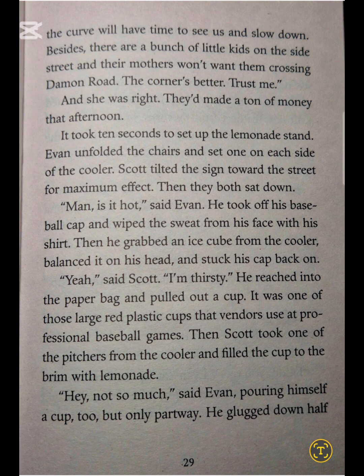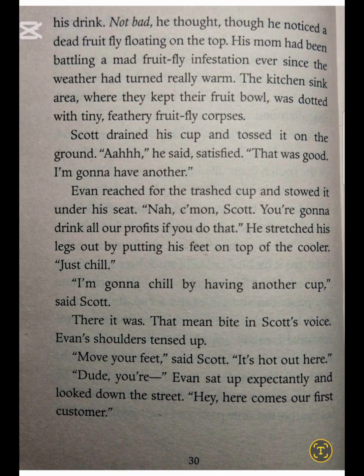He glugged down half his drink. Not bad, he thought, though he noticed a dead fruit fly floating on the top. His mom had been battling a mad fruit fly infestation ever since the weather had turned really warm. The kitchen sink area where they kept their fruit bowl was dotted with tiny, feathery fruit fly corpses.